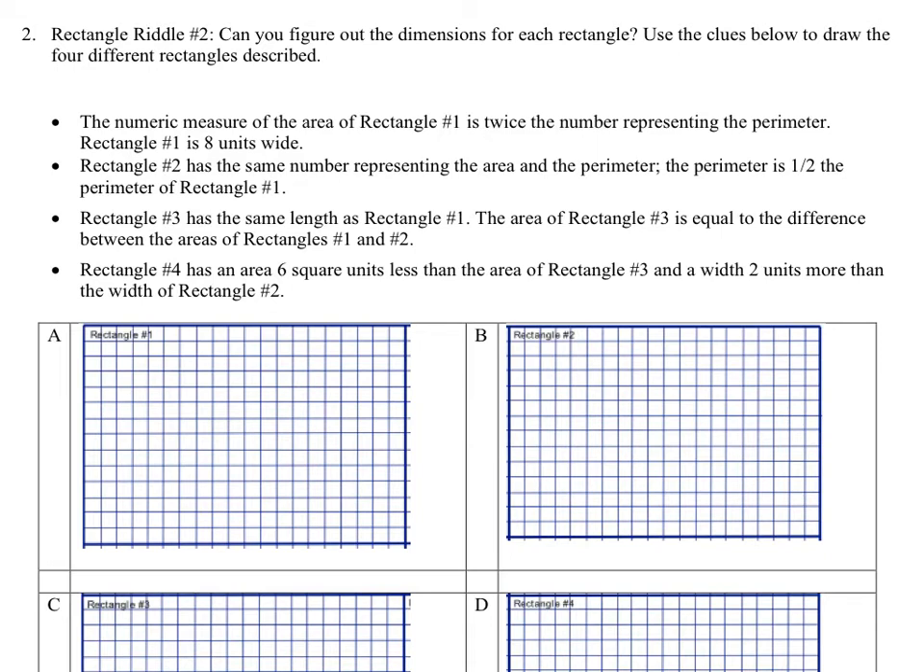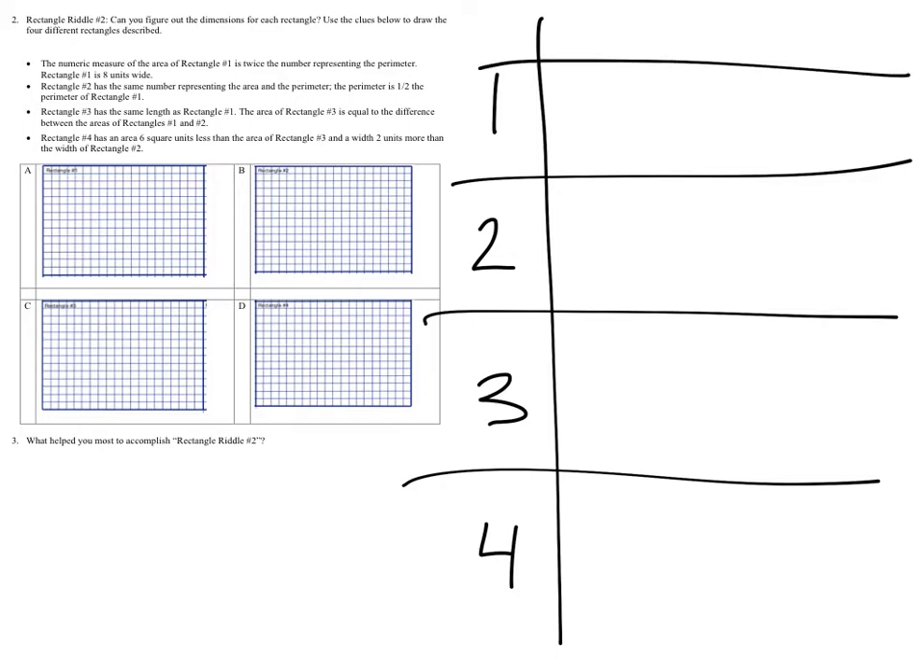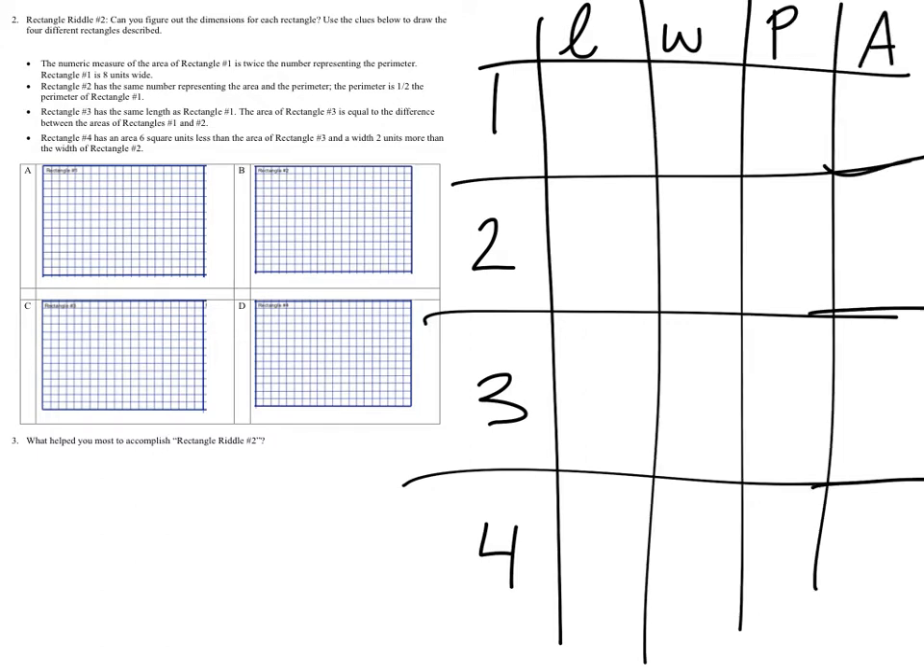Alright, so to organize all this information, once again, we're going to place it into a table. So we have these 4 rectangles, and we want to figure out some of the dimensions for each of these. We have length, and width, and perimeter, and area, the same way I did on mine. Alright, the numeric measure of the area of rectangle 1 is twice the number representing the perimeter.